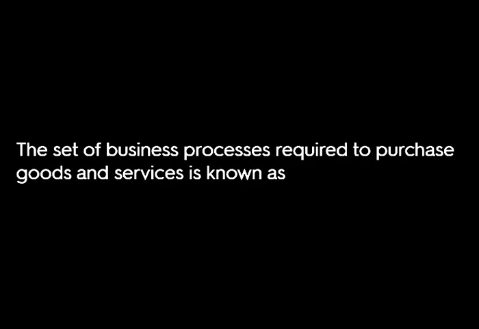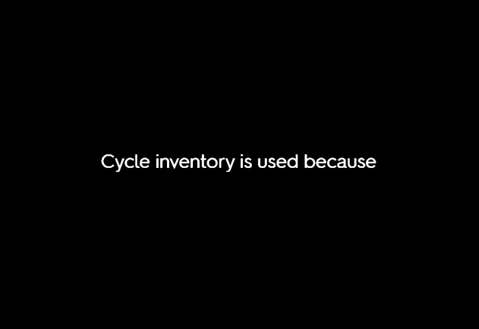The set of business processes required to purchase goods and services is known as sourcing. Cycle inventory is used because demand is uncertain and may exceed expectations. Seasonal inventory should be used when a company can rapidly change the rate of its production system at a very low cost.